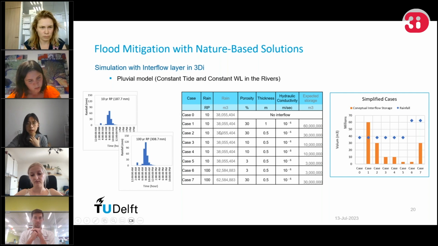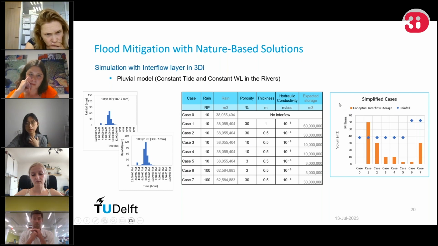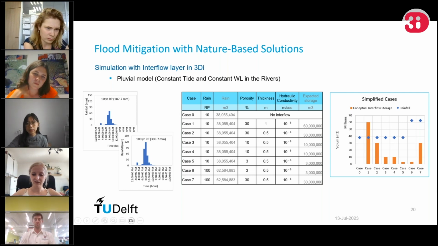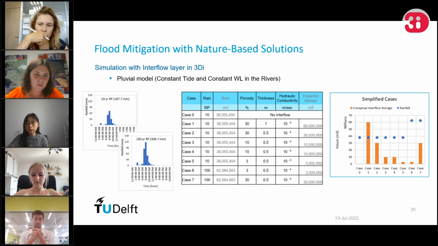So I simulate with different cases. This graph shows the simplified IDR of the cases. Case 0 is no interflow layer, so the rainfall is the rainfall volume for the overall model area. The model area is around 200 square kilometers. The idea is to see some flooding in every case except case 1. The orange bar is the expected storage in the interflow layer, so I expect some flooded area in the other cases.